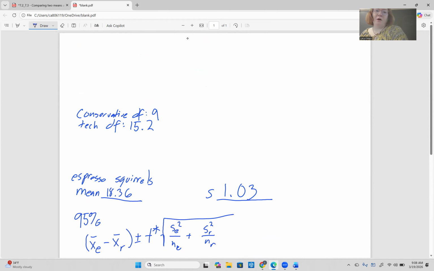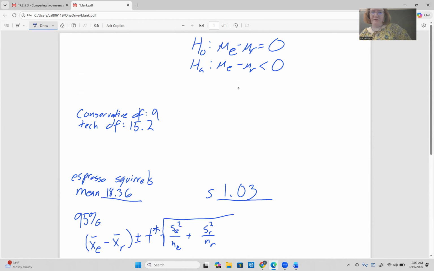Quickly, I just wanted to get the null hypothesis and alternative. The null is that they are the same: they run the course in the same amount of time. In this case, the espresso squirrels being faster is the idea we have to think through. Faster means a smaller number. Smaller number minus bigger number: will that be smaller or bigger than 0? Smaller. So this would be our alternative.